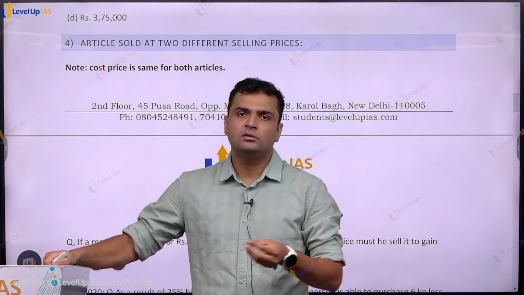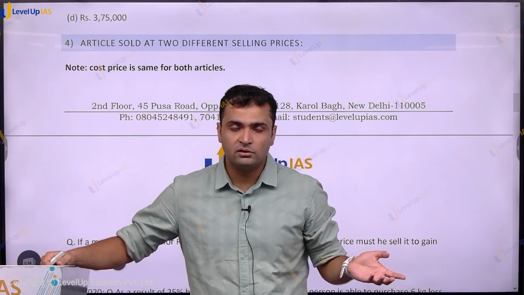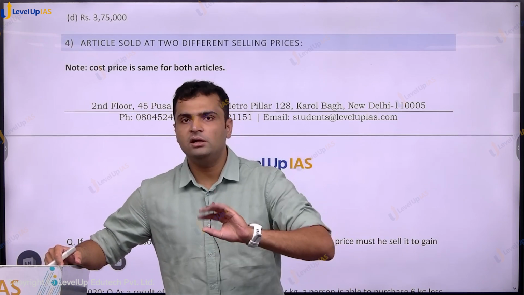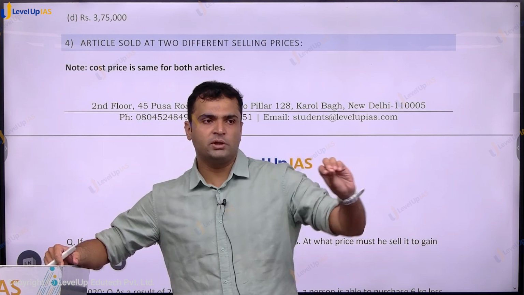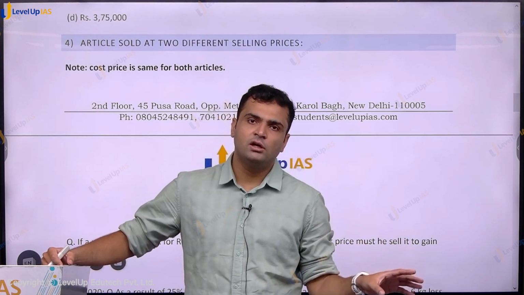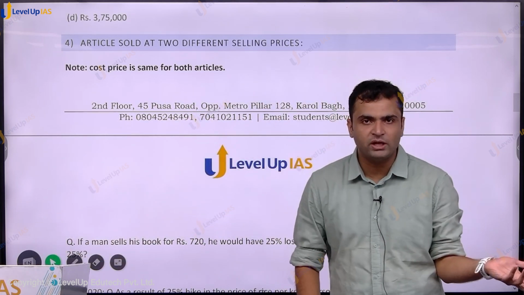But next is your mother. She's an expert at bargaining, and she will get that item at 120 rupees. So you have purchased the same item at 200, and your mother is able to purchase the same item at 120 rupees. For the shopkeeper, cost price is the same, but selling price is different depending on the customer. That is how it happens.